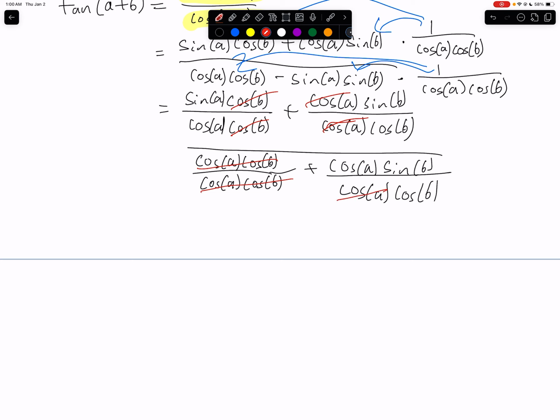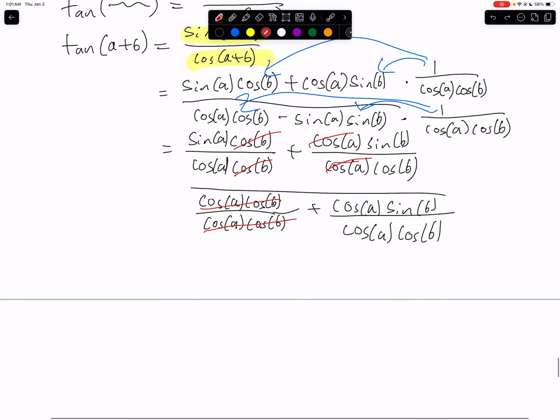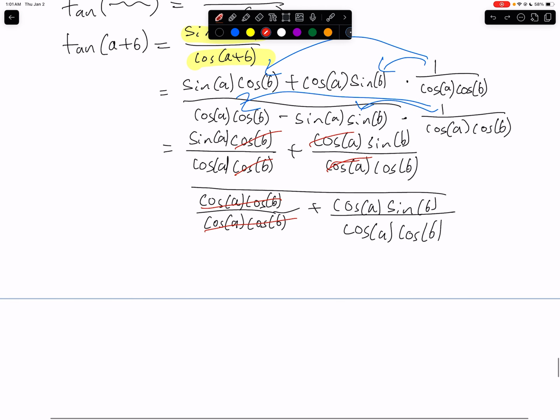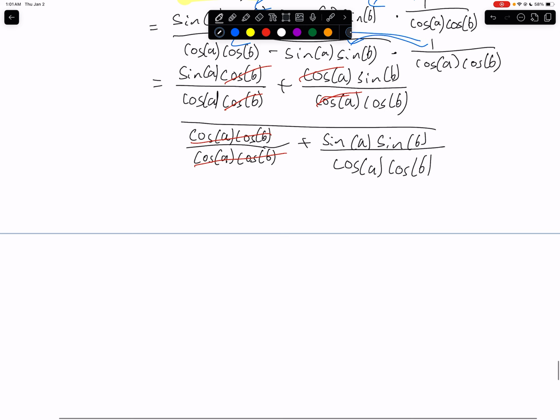Wait, I think I wrote that wrong. Sorry, I messed something up. It should be sine a sine b. Okay, and nothing here should cancel. So I'm just going to rewrite it here.